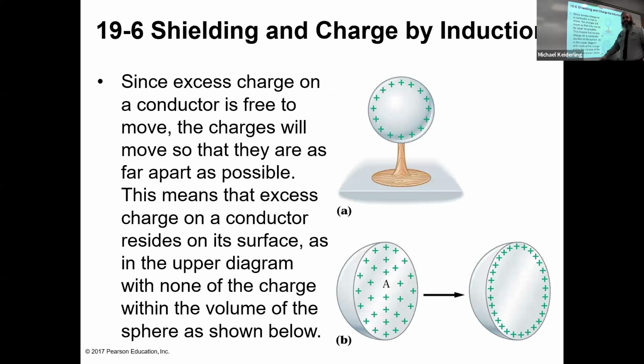So let's talk about shielding and charging by induction. Because excess charge on a conductor can move around, the charges will move so they're as far apart as possible. This means when you have a conductor, the excess charge will always end up on the surface and will spread out. So if you have a spherical conductor, it will evenly spread out over the surface, and none of the charge will be inside the volume of the sphere.